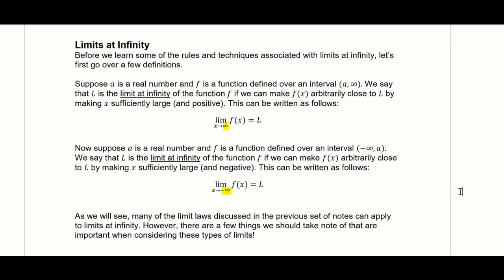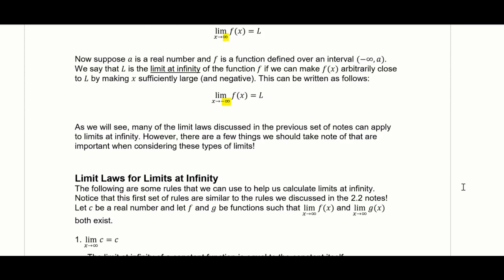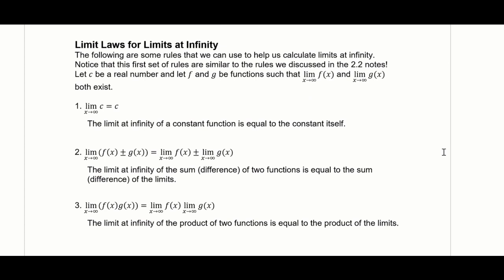So a lot of the rules and techniques that we've talked about can apply to limits at infinity. But there are a couple things worth noting. Some of these are reiterated from before, but some are new, and useful when we're considering these specific types of limits, letting x go to positive or negative infinity. So let's go over those briefly here. Again, some of these are repetitive from the previous sets of notes. I just want to reiterate them to show that they do still hold in these sorts of cases.